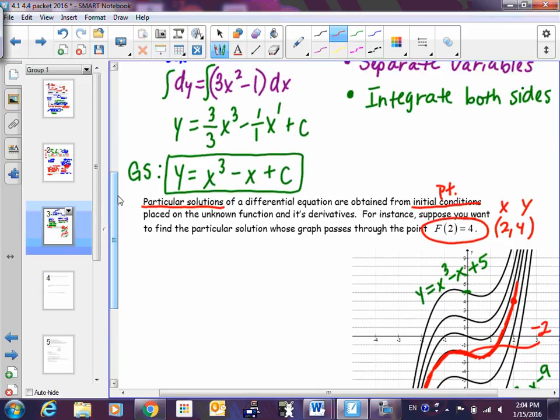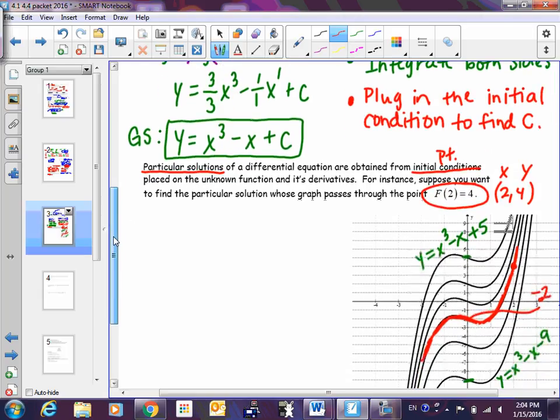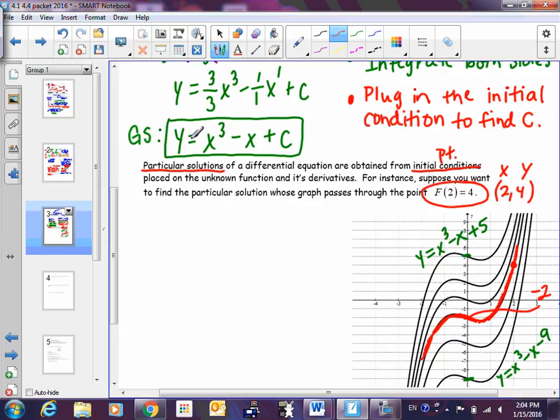Okay, let's go up really quick and let's put in this last step. And you can only do this if you have an initial condition. So we are going to plug in the initial condition, which is really just a point, to find C. So we don't always do this. We just do this in the cases where we have an initial condition. Okay, first, let's go ahead and just rewrite this so that when you're looking back at your notes, you don't have to look at both parts, and just so we have it. So we've rewritten the general solution.